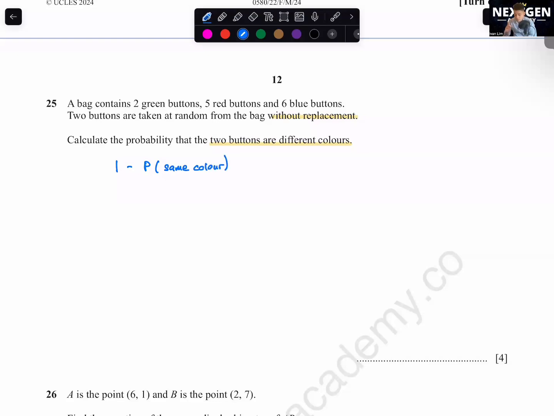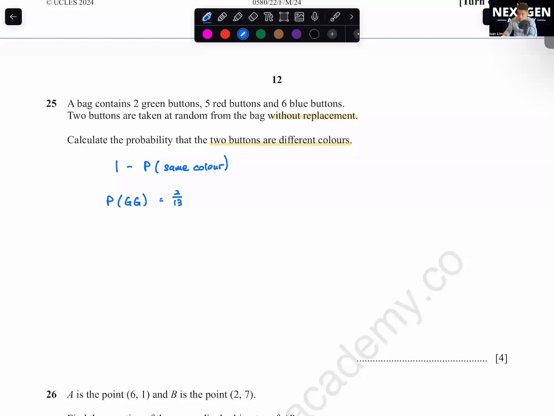Okay, so I want to find green, green, red, red, blue, blue. The probability of green, green, red, red, and blue, blue. What is green, green? Probability of getting green, green. Maybe don't use the color. GG. Okay, what's the calculation here?